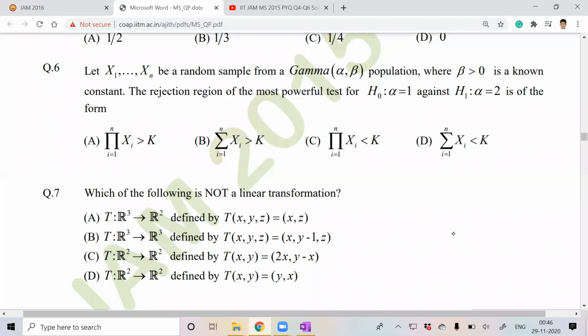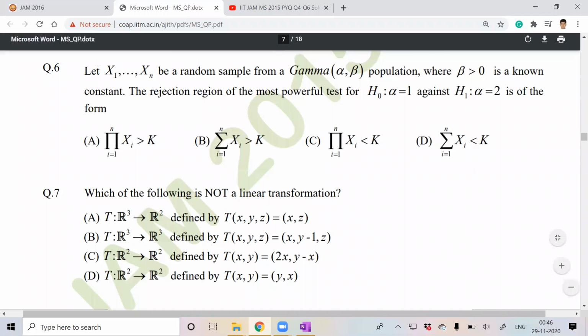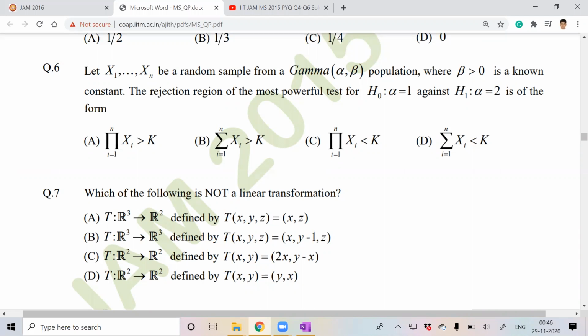So question number 6: let X1, X2, ..., Xn be a random sample from a Gamma(alpha, beta) population, where alpha, beta > 0, and beta is known. So beta is not a parameter here, only alpha is. Beta is a known constant. The rejection region of the most powerful test for H0: alpha = 1 against H1: alpha = 2 is of the form?